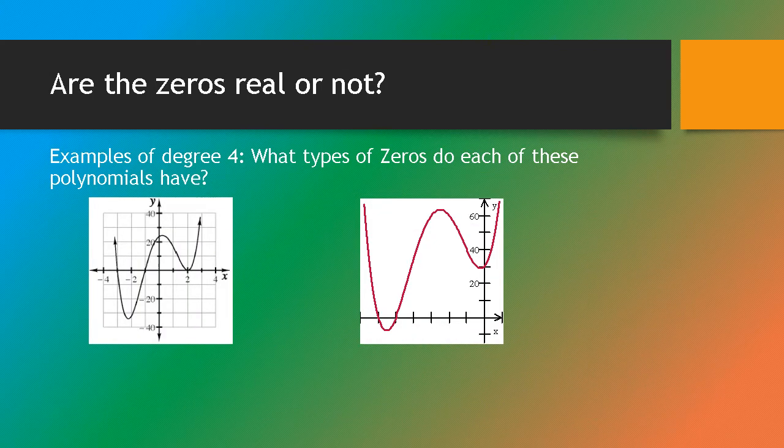Let's take a look. Here are 2 examples, and these are degree 4. Both of these are degree 4. You'll notice from the end behavior that both of these are even, and they're not quadratics. They squiggle too much for being quadratics. So these are quartics, degree 4, which means that they should both have exactly 4 zeros. What I want you to do is to pause the video and try and figure out what types of zeros each of these have.